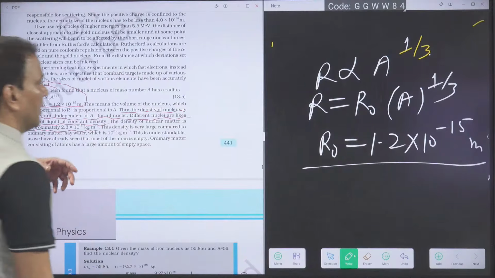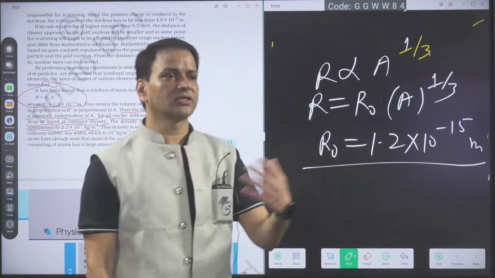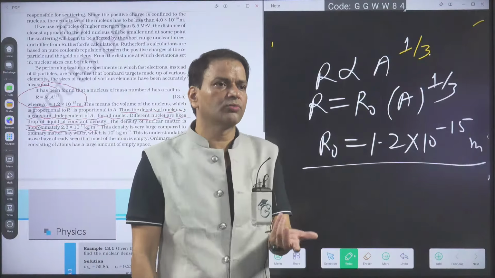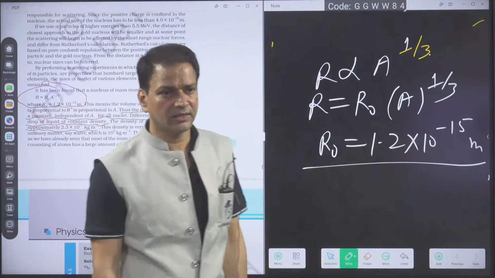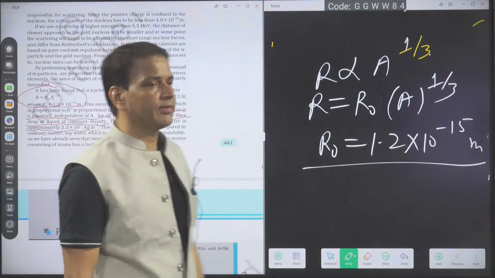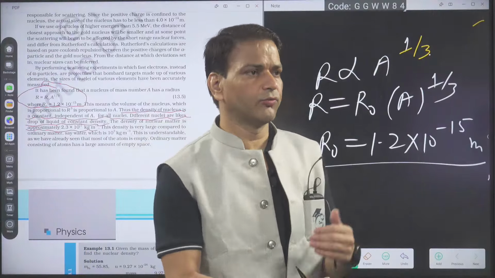By this formula we can find the radius of the nucleus, where A is the mass number. Like I am saying 13Al27. What is the radius? So A I will put 27. The cube root of 27 is 3. From that we can find the radius. Everybody got it?